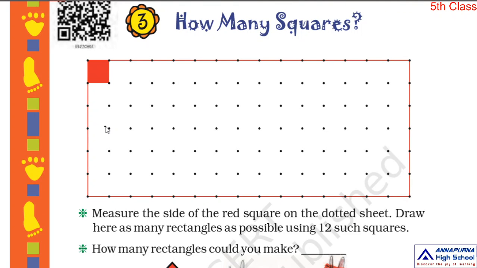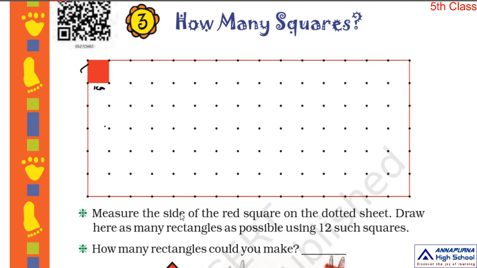How many squares? Here, this is the square, and this is the dotted sheet, that means a dotted sheet of paper. If you measure the side of a square, suppose it is 1 centimeter.